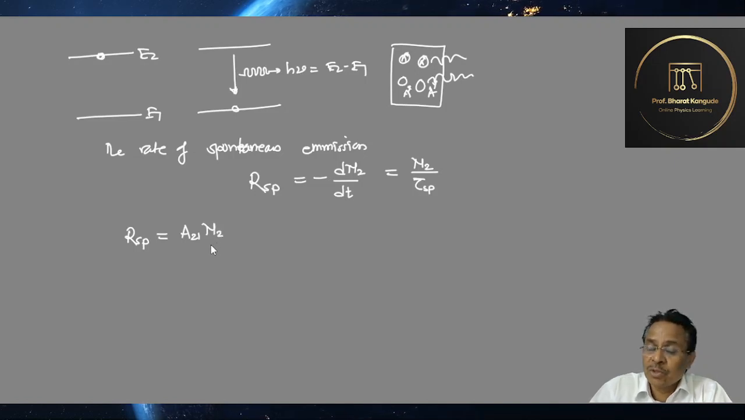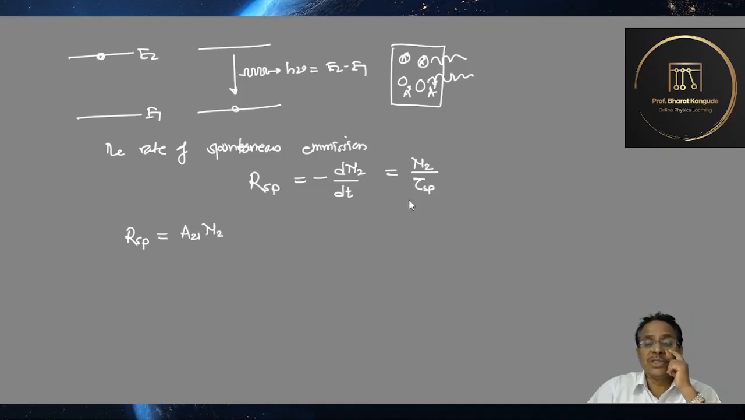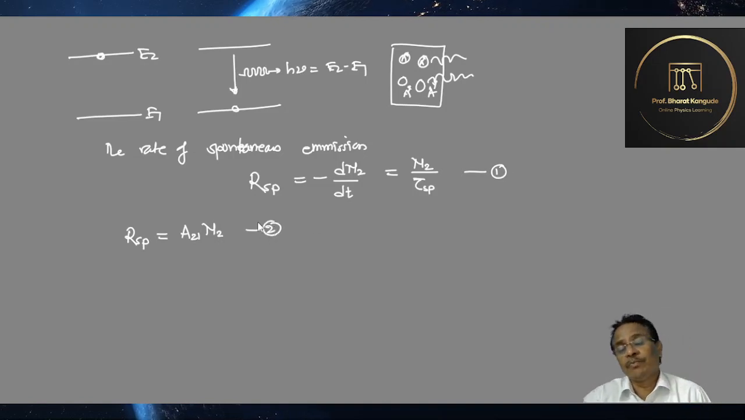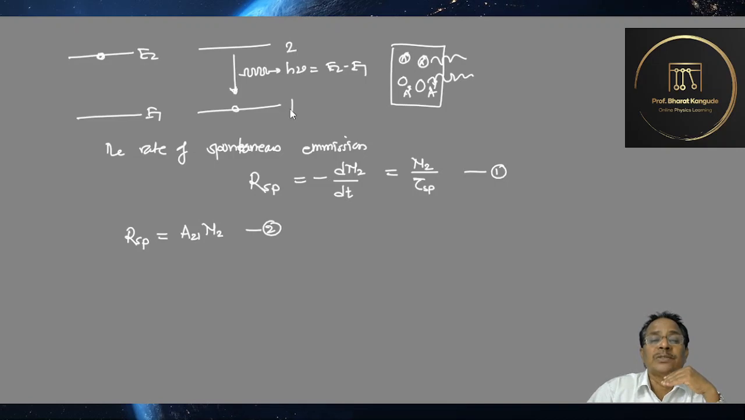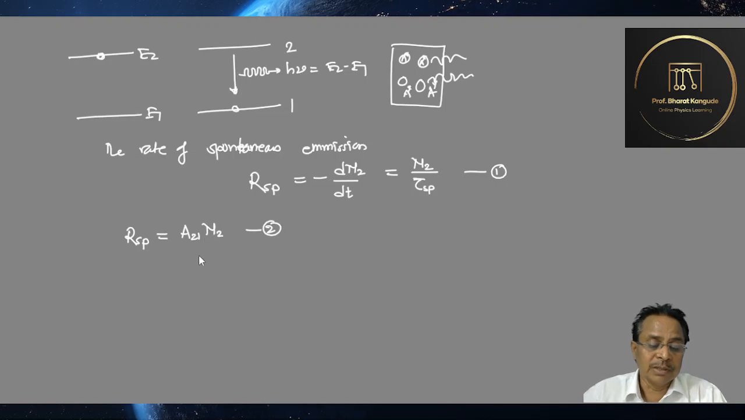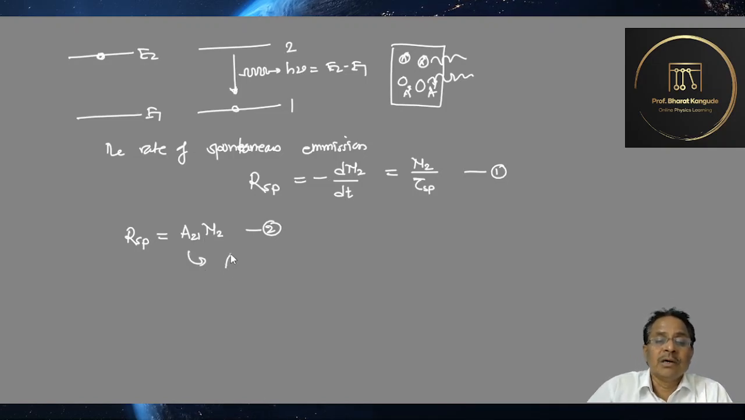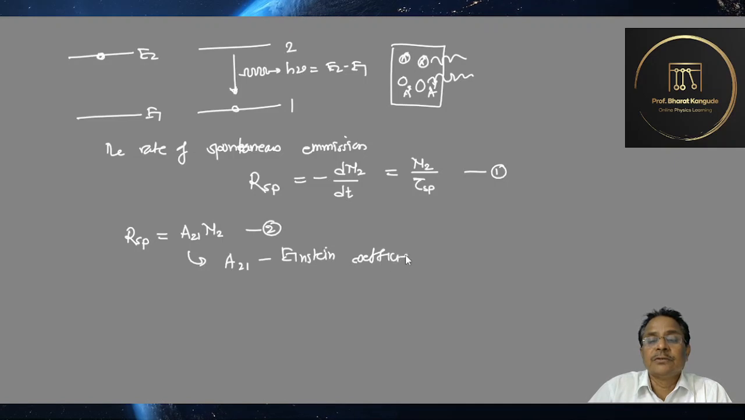Again, N2 is the population of this level E2, and this A21 is the constant which decides the rate of spontaneous emission. So this is one practical relation, and this is another theoretical relation one can write in terms of this type of coefficient given to be A21. Why A21? We are coming from state 2 to state 1, spontaneous emission, and therefore this coefficient is written to be A21, and this A21 is called the Einstein coefficient for spontaneous emission.